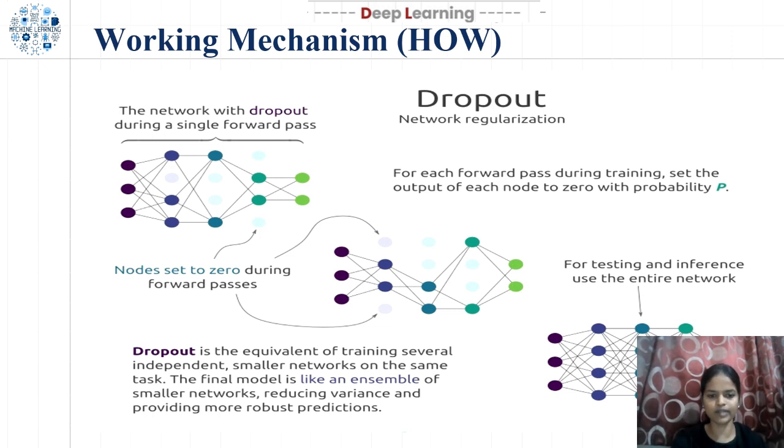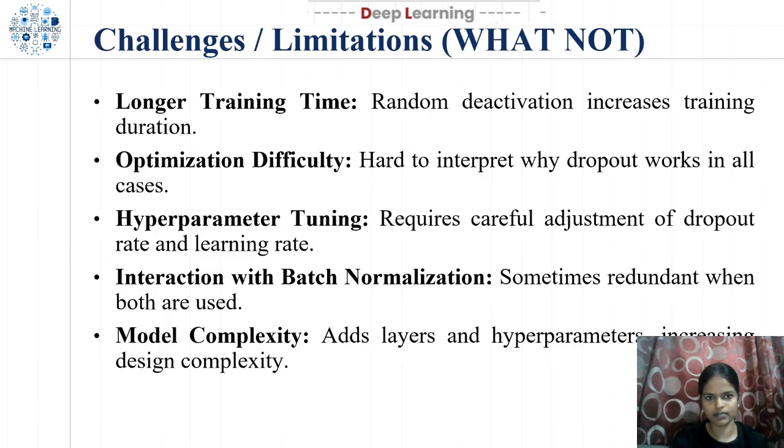Dropout is equivalent to training several independent smaller networks on the same task. The final model is like an ensemble of smaller networks. These networks act as smaller networks, reducing the complexity and reducing the overfitting. So this reduces variance and provides more robust predictions. For testing and inference, we use the entire network, but for training, we use only the neurons that are not dropped out during the forward pass. So this is about the dropout regularization's working mechanism.